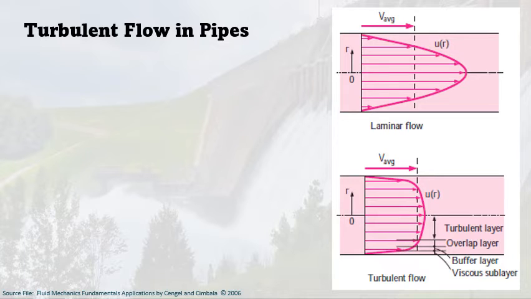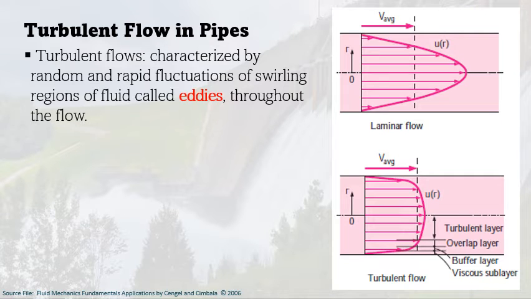So you can see here in this presentation the comparison of the velocity profile for laminar flow and turbulent flow. Turbulent flow is characterized by random and rapid fluctuations of swirling regions of fluid called eddies throughout the flow. You may also encounter this when you are riding on a plane and the cabin crew says that we are experiencing turbulence. That is an example of a turbulent flow. That problem is not yet resolved even nowadays because of the complications in the analysis of turbulent flows. That's why there's no solution yet to the turbulence that we experience when riding on an airplane, for example.